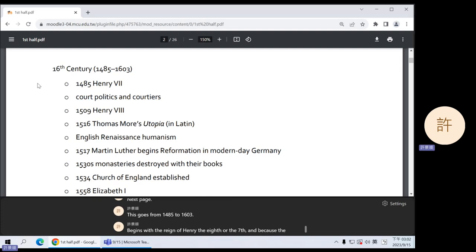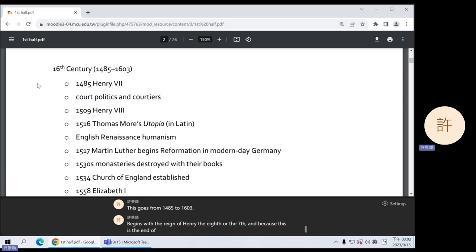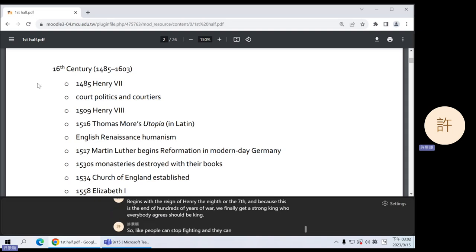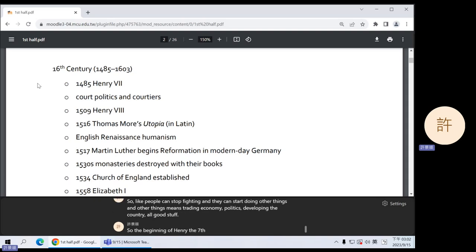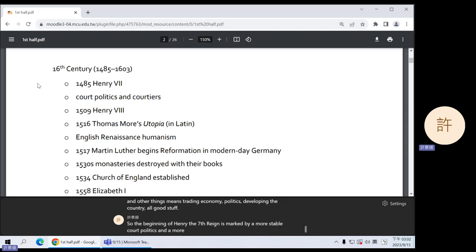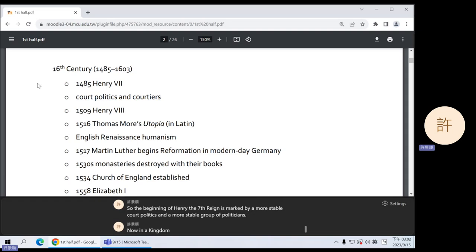And because this is the end of hundreds of years of war, we finally get a strong king who everybody agrees should be king. So like people can stop fighting and they can start doing other things. And other things means trading, economy, politics, developing the country, all good stuff. So the beginning of Henry VII's reign is marked by a more stable court politics and a more stable group of politicians. Now, in a kingdom, there's only one person that matters, right?